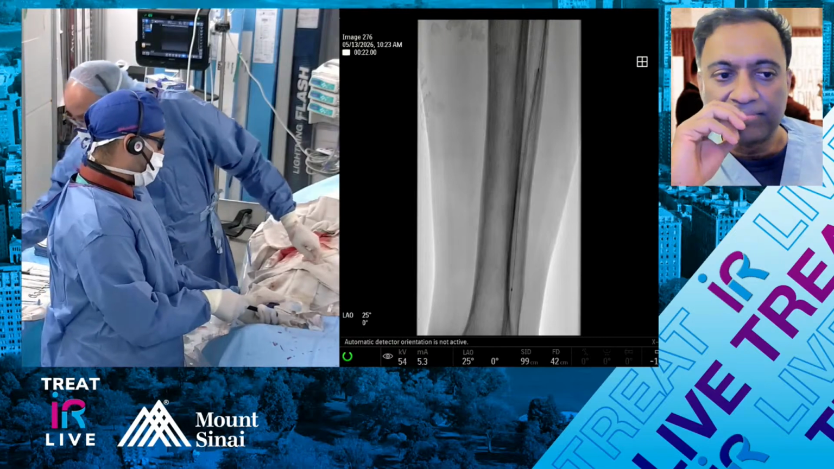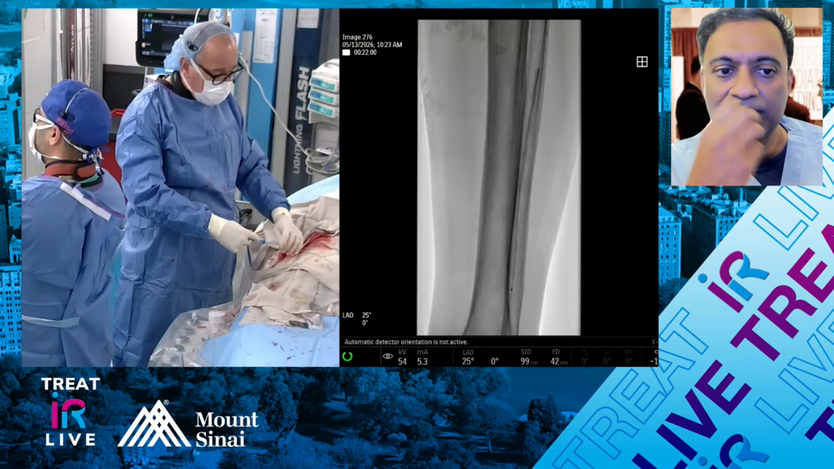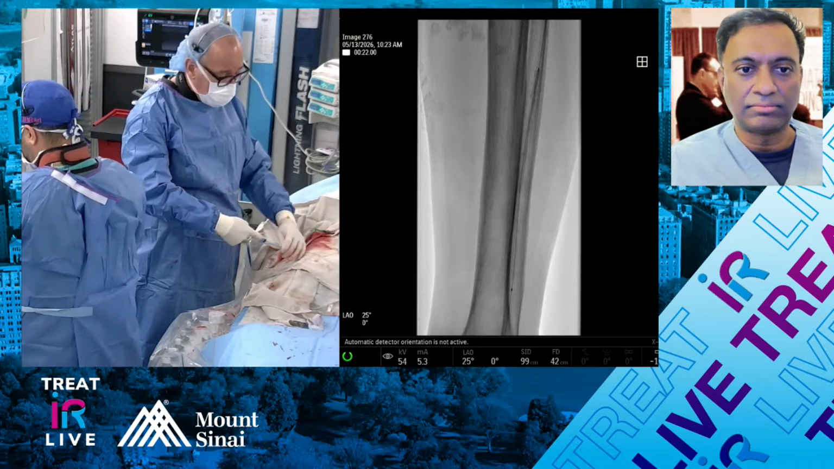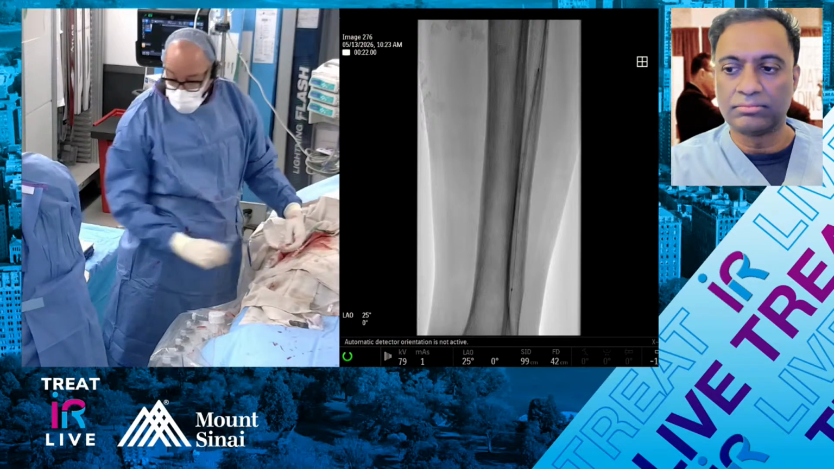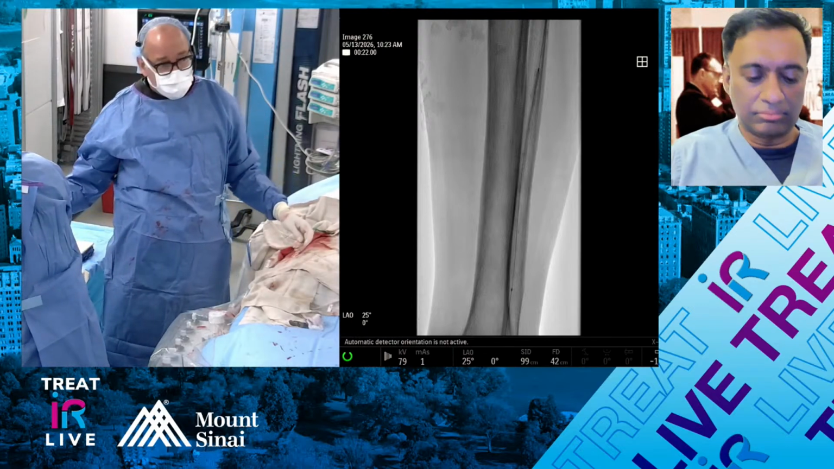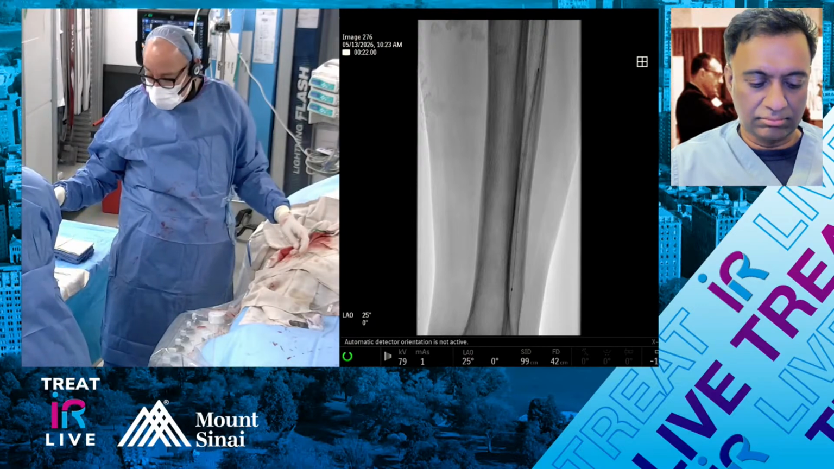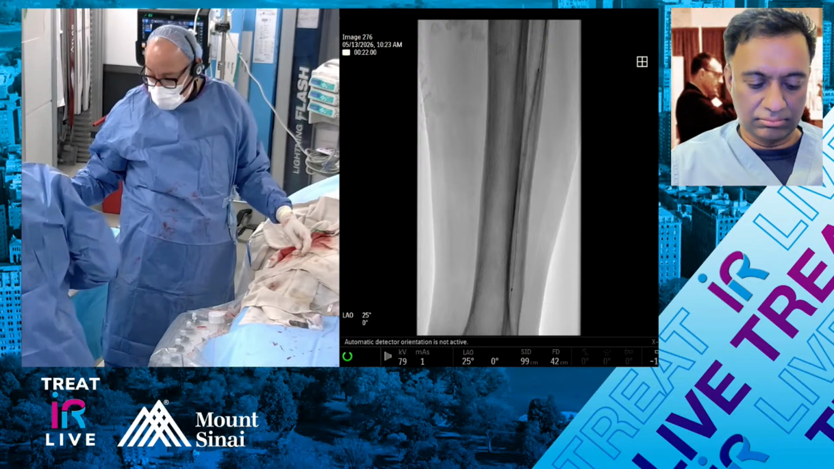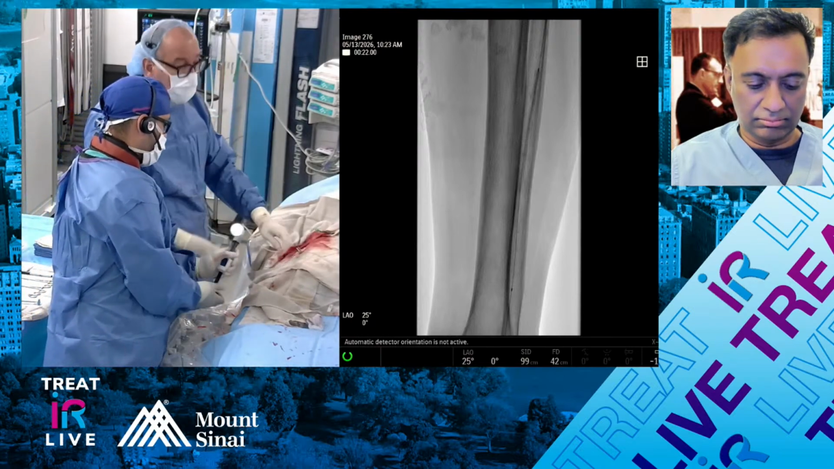Let's take it down for a second. So I just want to prep this balloon a little bit better because it was a little bit hard to see what we were doing. And let's go again. Some more contrast in here. And go ahead.